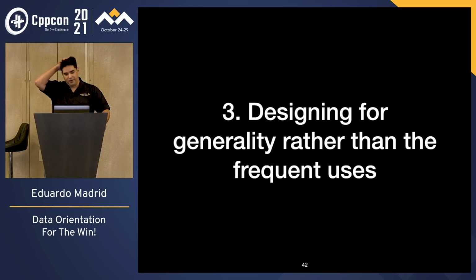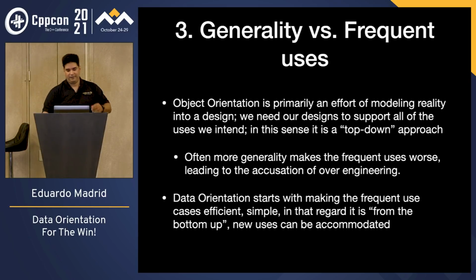A third problem that we have in orthodox programming is that we're designing it for generality rather than the frequent uses, okay? And I think that this has a reason. The work that we do at the beginning is top-down. We try to model reality so that we can be sure that all of the operations that we want are going to be supported. So we are, in effect, designing for generality.